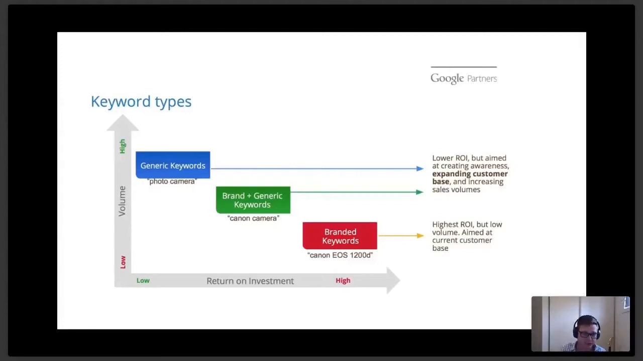Let's go back to chocolate. Chocolate is a generic keyword. Hagues chocolate is a brand with a generic, and then branded would be a specific type of chocolate, like chocolate freckles at Hagues. Yeah, that would be a very specific branded keyword.